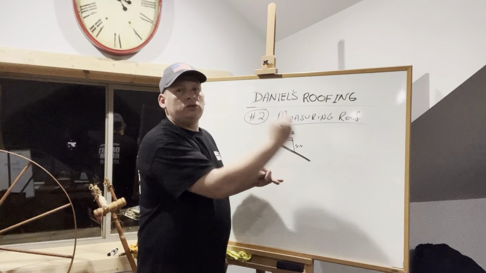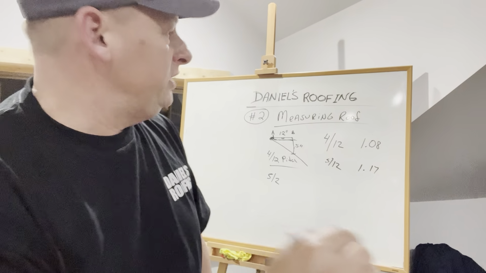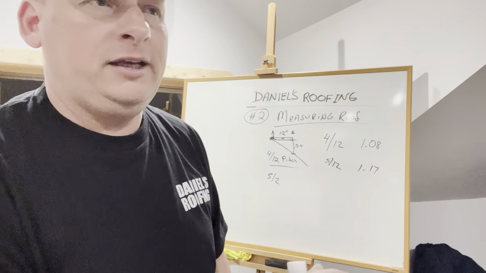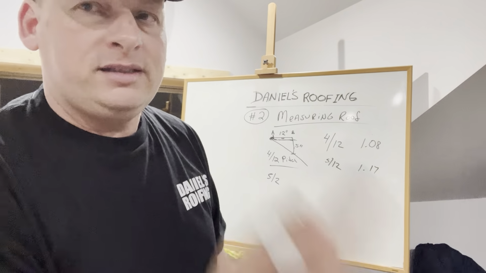For a 4/12 pitch, I believe the multiplier number is 1.08. So for a 4/12 pitch, it's 1.08. A 5/12, it's going to be maybe 1.17. I don't know what the number is. I would have to look it up. But if you Google pitch multiplier, you'll see a table. It'll tell you which pitch and which number. Basically, it's a multiplier. And I'll explain here in a second why.